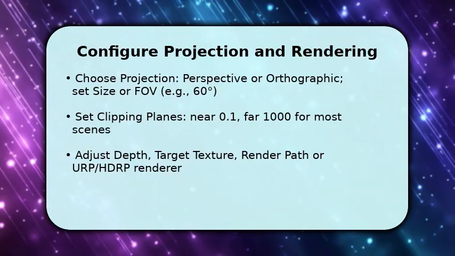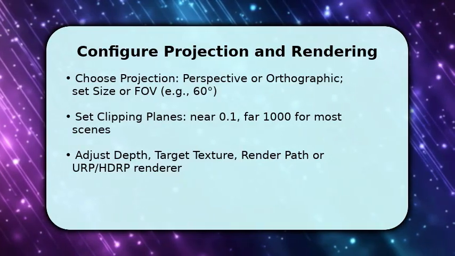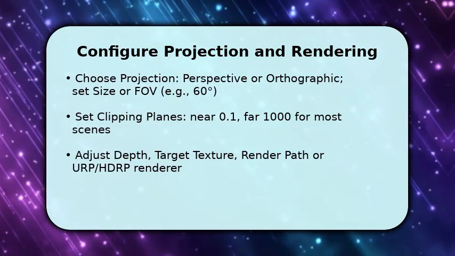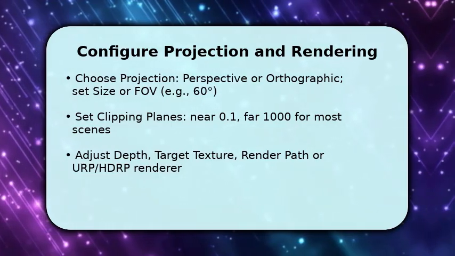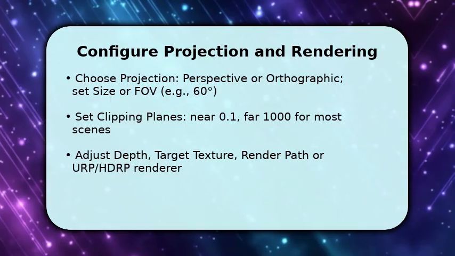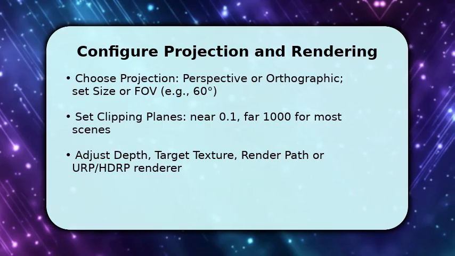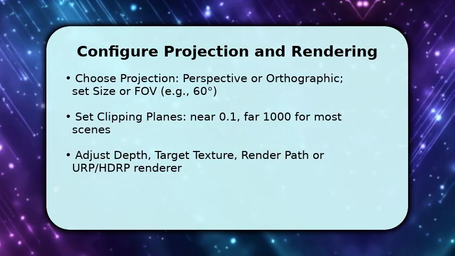Next, tune how the camera renders. Decide between perspective or orthographic because this changes spatial perception. Set FOV to around 60 degrees for natural view or adjust orthographic size for 2D. Then set near and far clipping planes, near 0.1 prevents Z-fighting, far as needed.